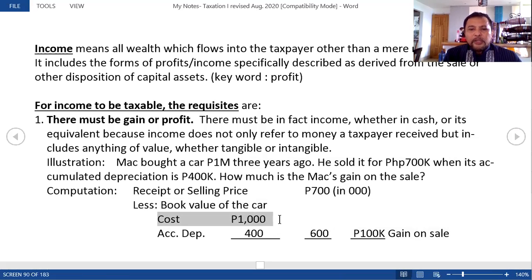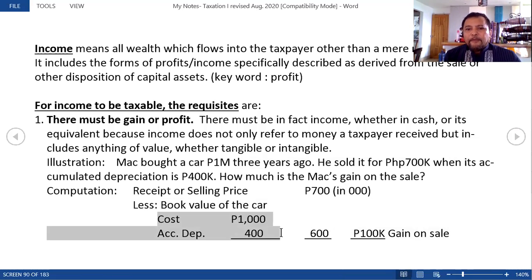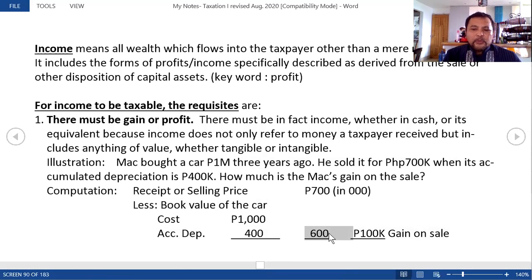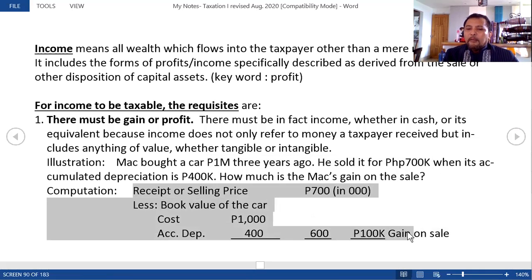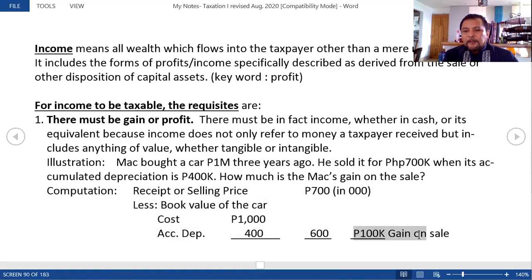So Mac purchased the car 3 years ago for 1 million. Then there's accumulated depreciation, meaning the depreciation is accumulated every year for 3 years, and it is 400,000 pesos. So you deduct that, and the book value of the car is 600,000 pesos. The selling price is 700 minus 600, so there is a gain, and the gain is 100,000 pesos. It's not 1 million minus 700 or a loss of 300,000. This is the way to compute it, deducting the book value of the car from the selling price. Is he subject to income tax? Yes, the 100,000 pesos will be subjected to income tax.